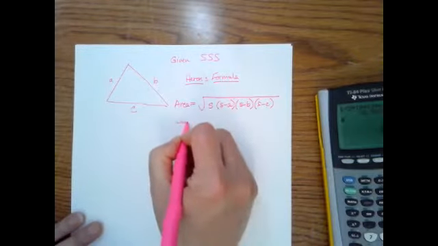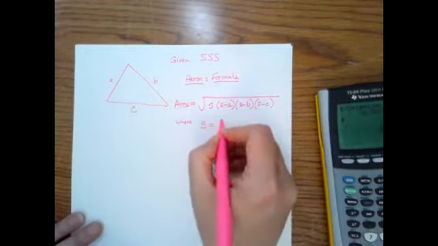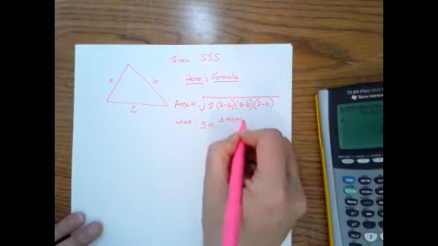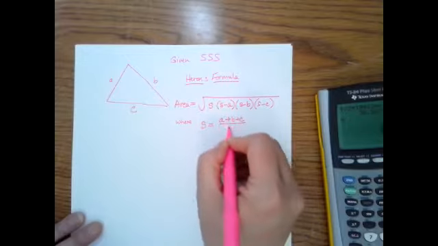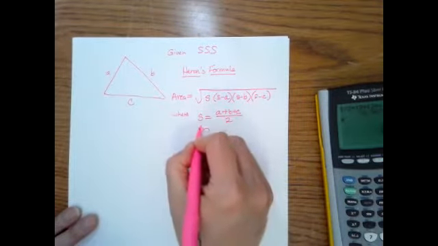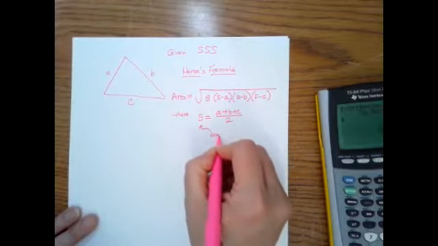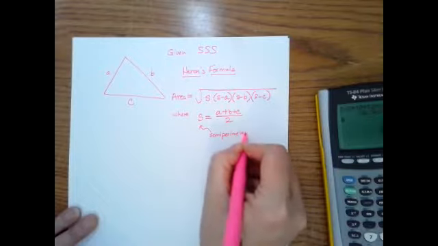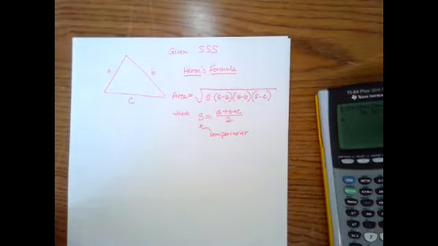That's where S is 1/2 of A plus B plus C. So A plus B plus C all divided by 2 is what we call S. The reason we choose the letter S is because it represents the semi-perimeter. So S is the semi-perimeter.